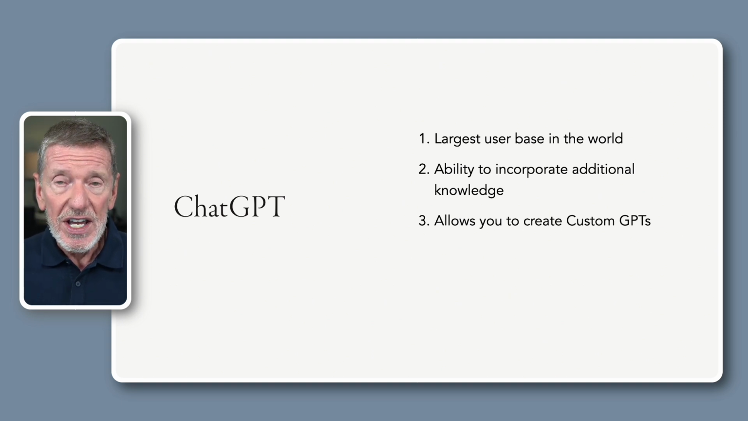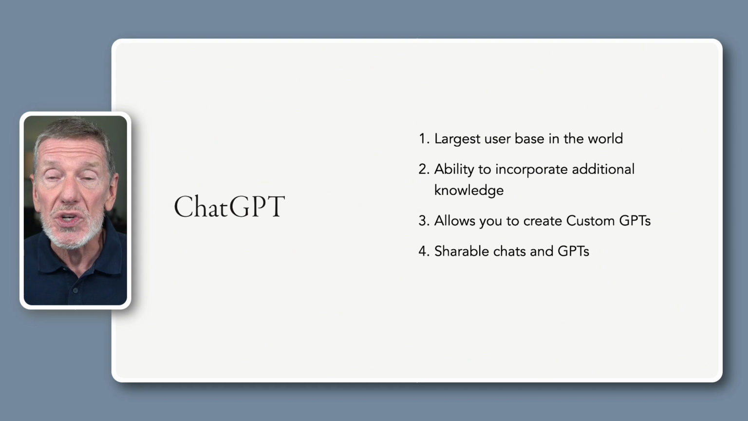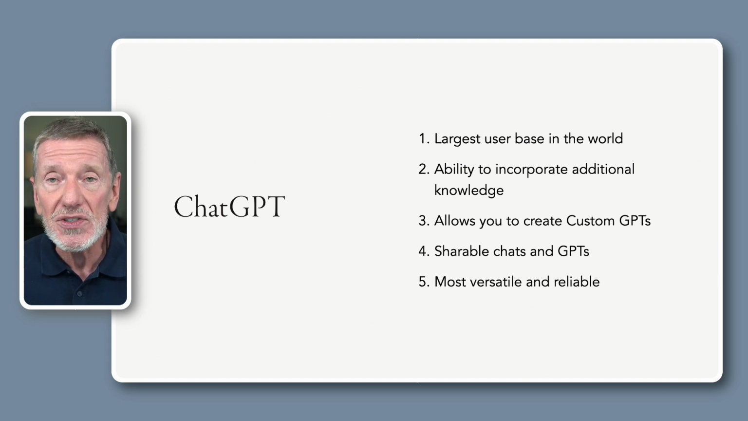Third, building on that, it allows you to create custom GPTs. This is a game changer. You can build your own specialized AI assistants trained on your own proprietary knowledge and process, something we'll explore at another time, but it's easier than you think. Fourth, it makes collaboration easy with shareable chats and shareable GPTs. You can share a specific conversation with a team member or give them access to a custom GPT that you've built, which is fantastic for teamwork inside your organization. And finally, I found it to be the most versatile and reliable all-around performer for the kinds of tasks that business owners and leaders face every day.